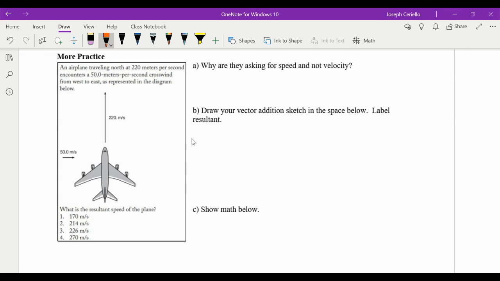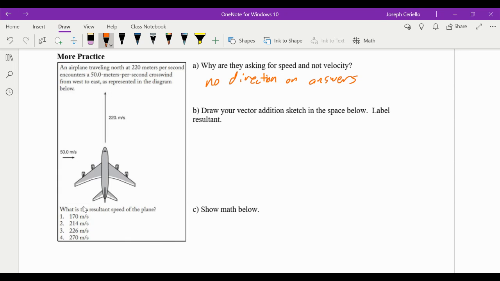So my first question is, why are they asking for speed and not velocity? Well, look at the answer choices. There's no direction on the answer choices, right? No direction on answers. For these to be velocities, what it would have to give us is, let's say, 170 meters per second east, okay? It would have to give a direction, and it doesn't. So that's why it's asking for speed and not velocity.